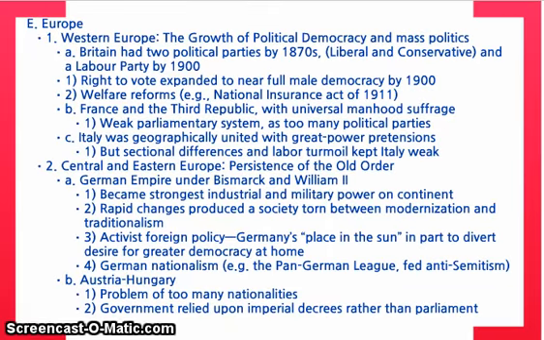It works. So when we look at Western Europe, there's going to be a growth of political democracy, and you're going to see mass politics starting. Britain's going to have two political parties. They're going to have liberals, and they're going to have conservatives. And so we're going to get the Labour Party that's going to start in Britain by 1900. And the Labour Party wants the right to vote expanded to near full male democracy by 1900. So they would like to go ahead and get voting rights, suffrage, expanding.